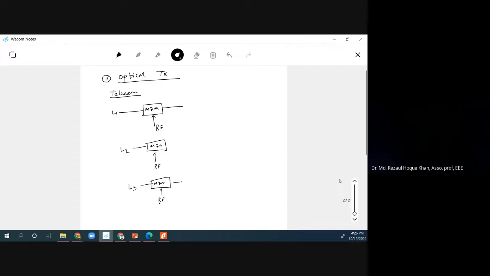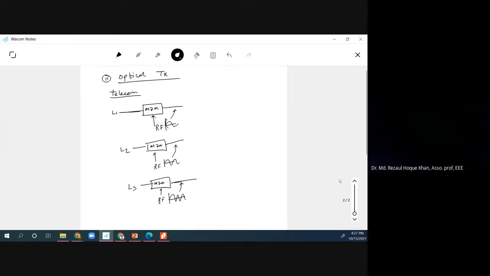So this RF signal, this RF signal, this RF signal, they are now inserted in the optical signal. It means the optical signal was modulated according to this RF. It was a light signal, right?